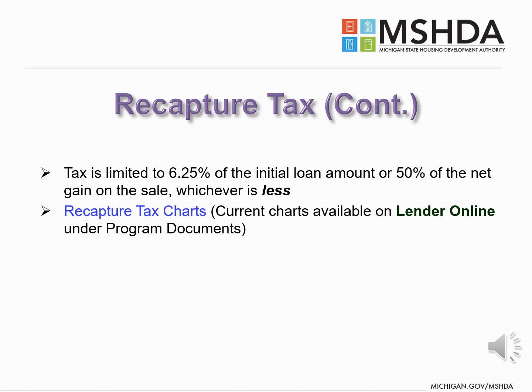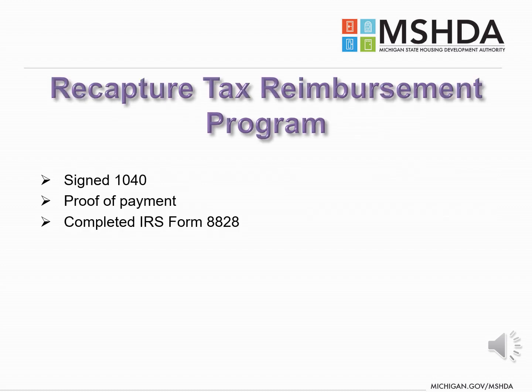The recapture numbers used in this example may not be current. The most current recapture tax charts are available on Lender Online under Program Documents. If the applicant must pay recapture tax, MSHDA has a recapture tax reimbursement program. The applicant would send MSHDA verification their 1040 form taxes were filed and the recapture tax was paid and the completed IRS Form 8828. MSHDA would then reimburse the tax paid.